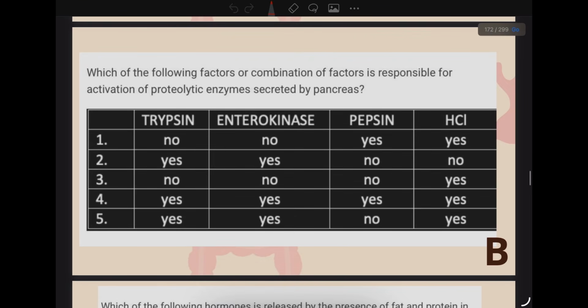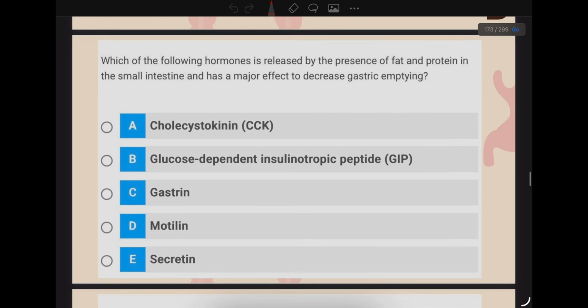Okay, so the answer is B. Basically, what activates proteolytic enzymes by pancreas? Of course, these guys are in the stomach. So these guys are what we need. Just trypsin and enterokinase. So it will be B. Okay.